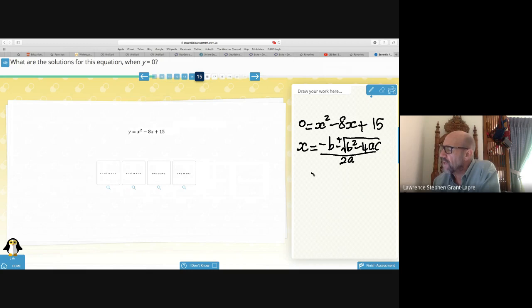So this will be negative b, so positive 8. B squared is 64. Minus 4 times 1 times 15, minus 60. So you get square root of 4 over 2 times 1. 8 plus and minus the square root of 4. So we get 10 over 2, and 6 over 2, which is 3. So we got 5 or 3.